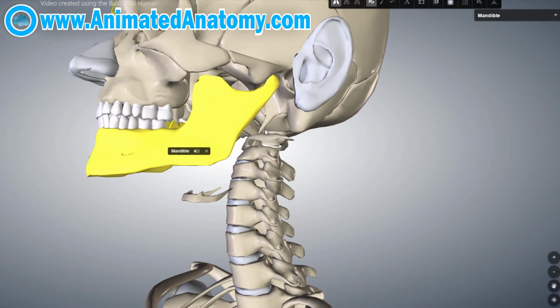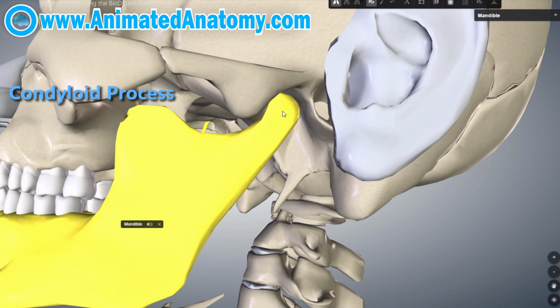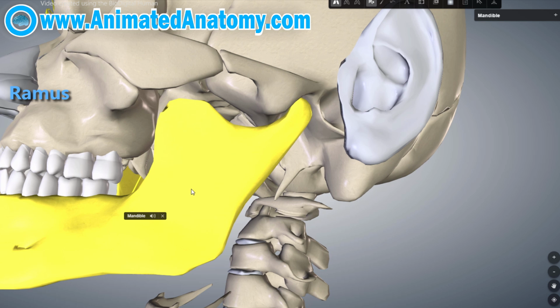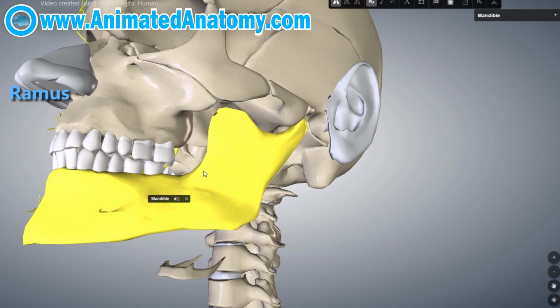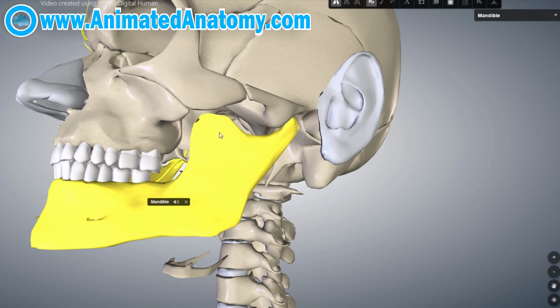Let's explain the mandible. This right here is called the condylar process, the condyle of the mandible. And this here is the ramus, and ramus basically means a branch. And branch of what? Well, branch of the body, and this here is the body of the mandible. While this over here is the coronoid process. And between the coronoid process and the condylar process of the mandible, we have the mandibular notch here.